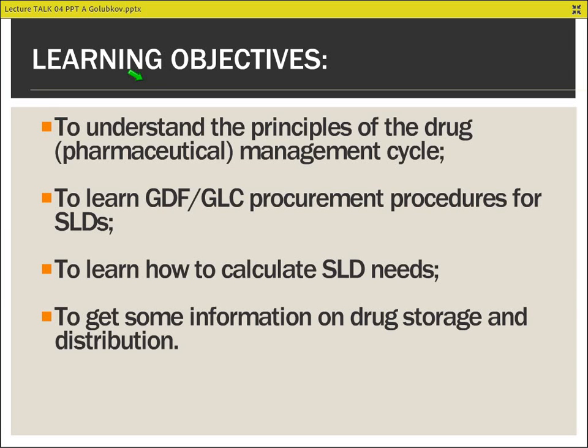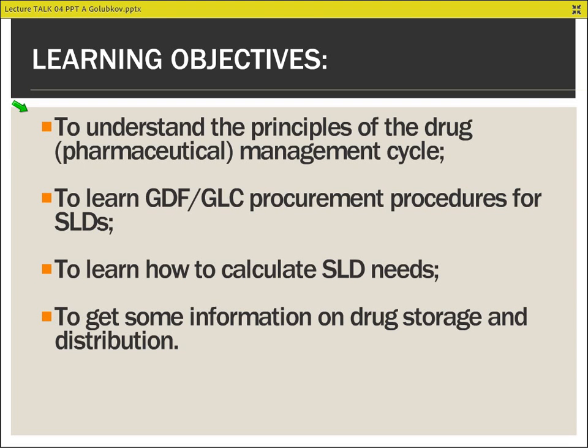So today I'm going to briefly discuss these 4 bullet points. First, we'll talk about general principles of the drug or pharmaceutical management cycle. Also, I'm going to mention GDF and GLC and how they collaborate, and what actually happens when we do an international procurement of second-line drugs for MDR-TB programs.